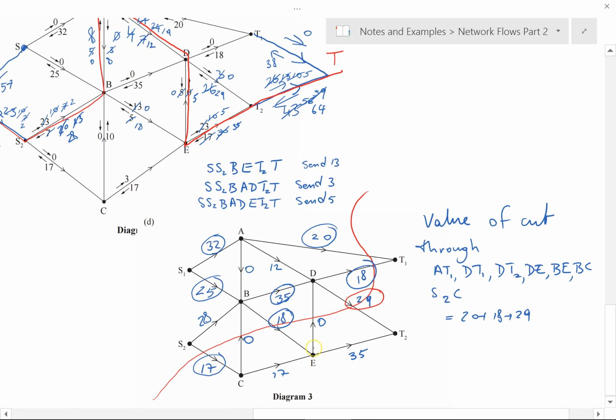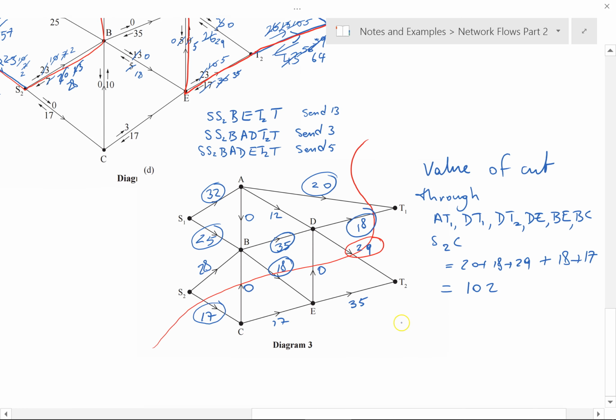The DE one doesn't count to it, so that's plus 18. The CB doesn't count to it, obviously, because we're going from sink to source, plus 17. Add all those together, it's 49 plus 60. Hopefully that does come to our required final flow, which is equal to 102.